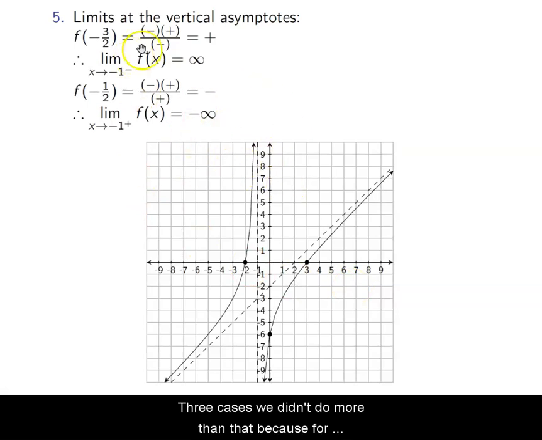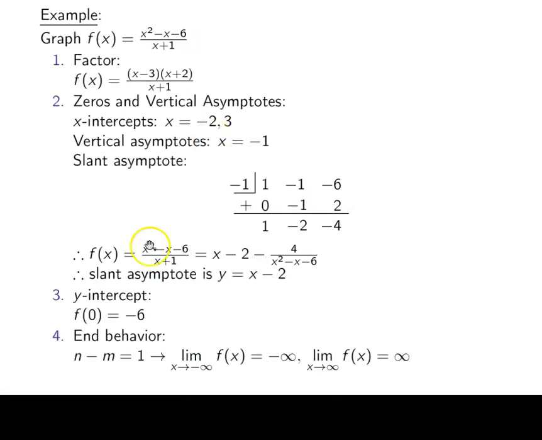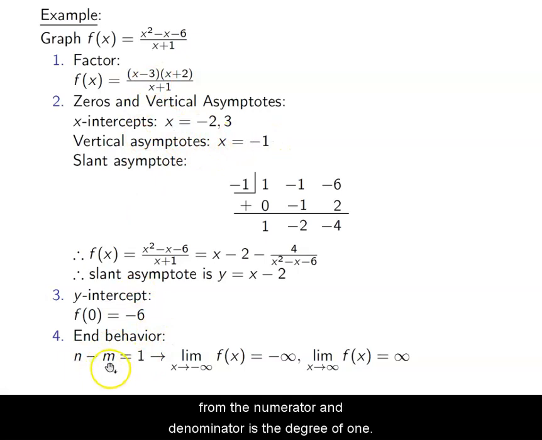Okay, so that's kind of the 3 cases. We didn't do more than that because for this last example, there's 4 more cases within it. But whenever the polynomial dominates on top, you just treat it like a polynomial that behaves with whatever the difference is. Here the difference from the numerator and denominator is a degree of 1. Its end behavior is like a polynomial of degree 1.